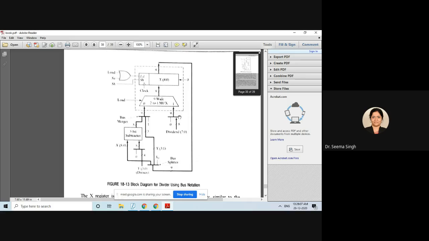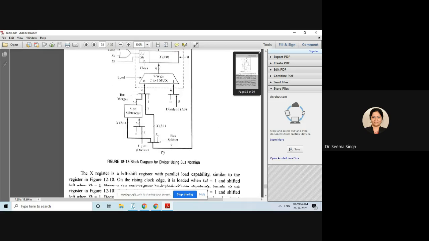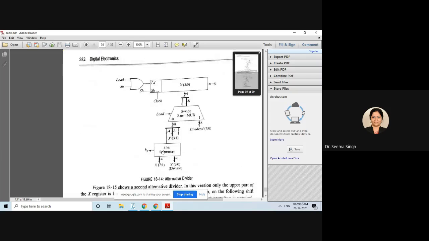So this is the block diagram of the divider using bus notation, showing how things are being done inside the circuit. The similar thing you will see here. It is an alternative divider. Again, load and subtract is coming here. Here they are trying to show again a 2 to 1 mux, where the bit size is 8 bit. So it is also showing the same thing in a simpler form.